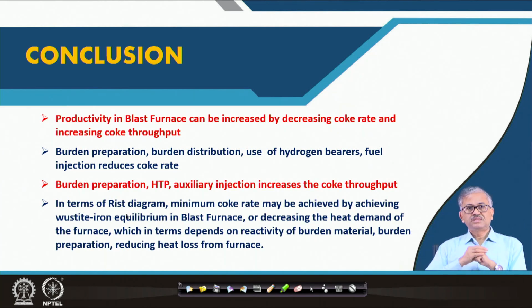And in terms of this diagram, as I said, minimum coke rate can be achieved by achieving FeO equilibrium in the chemical reserve zone, and for that the reactivity of the iron ore should be high, such that we can ensure the blast furnace contains a chemical reserve zone and you can get a low coke rate. You can also reduce the coke rate further by decreasing the heat demand of the furnace, which can be done by restricting the heat loss through the wall as well as through the exit gas. For that you can use oxygenated blast, or use refractory and properly monitor its health, such that the heat loss to the atmosphere doesn't increase to a significant extent.